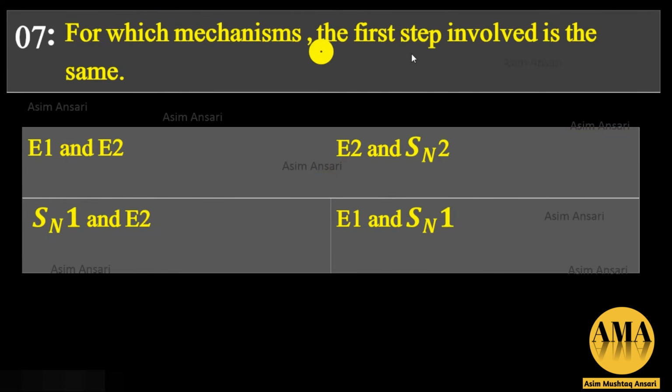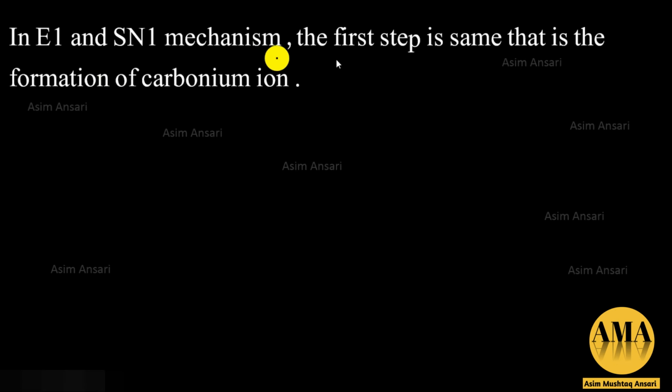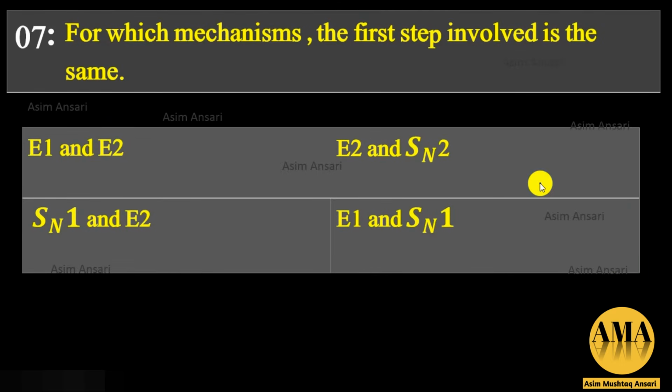Next, for which mechanisms is the first step involved the same: E1 and E2, E2 and SN2, SN1 and E2, or E1 and SN1? In E1 and SN1 mechanisms, the first step is the same, that is the formation of a carbocation. In the E1 mechanism, like the SN1 mechanism, the first step is the slow ionization of the substrate to give a carbocation. In the second step, the nucleophile attacks hydrogen to give an alkene as a product. So the exact answer is E1 and SN1.